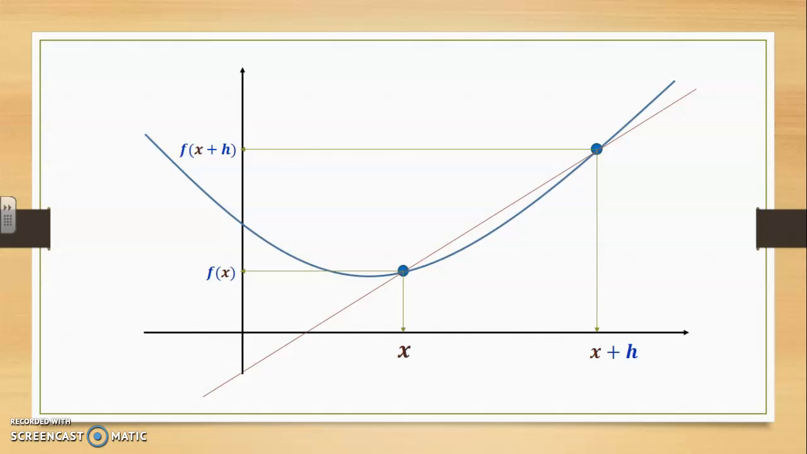The alternative definition simply uses a second point, x plus h, that is, h units to the right or to the left, depending on the sign of h, from the fixed point x, f of x. So essentially this is the exact same process we've been doing, except for the fact that the fixed point, a, f of a, is replaced by an arbitrary point, x, f of x.